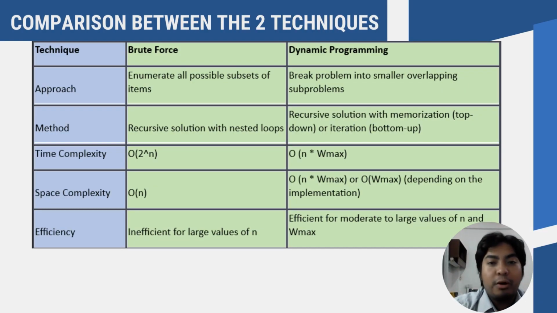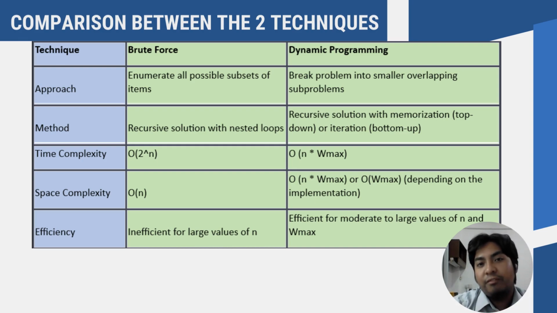Okay, so now we're going to compare the two techniques that we use to solve the knapsack problem, which are brute force and dynamic programming. We're going to compare each of these two with their approach. Brute force uses the approach of enumerating all possible subsets of items, while dynamic programming breaks the problem into smaller overlapping subproblems. The method that brute force uses is a recursive solution with nested loops, while dynamic programming uses a recursive solution with memoization, which is top to down, or iteration, or both, which means bottom to up.